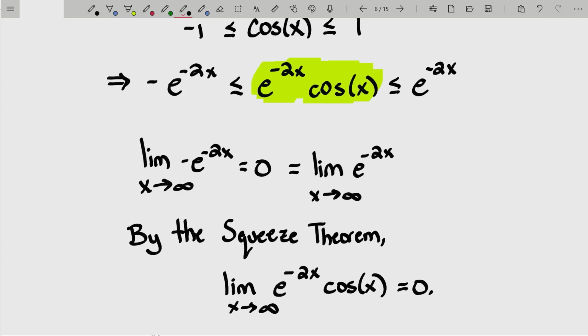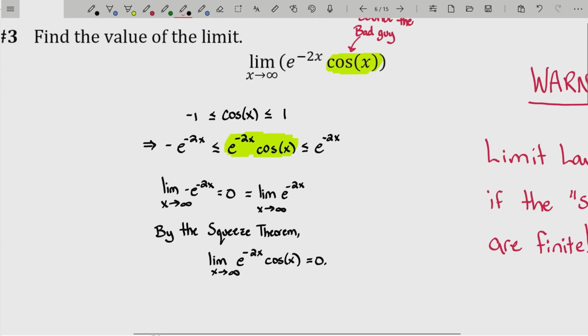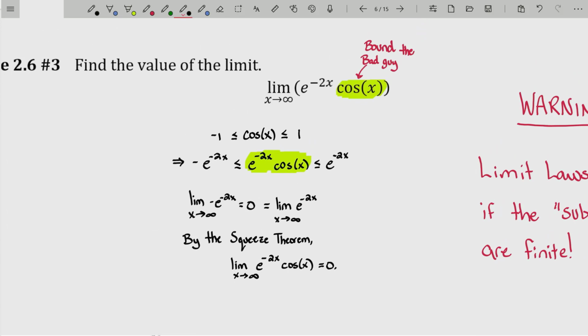And that's something that, I mentioned when we learned the squeeze theorem, is super powerful. It gets used a lot. And here you see it's used even with infinite limits. Again, I want to reiterate, every time you use the squeeze theorem, you should say, by the squeeze theorem.